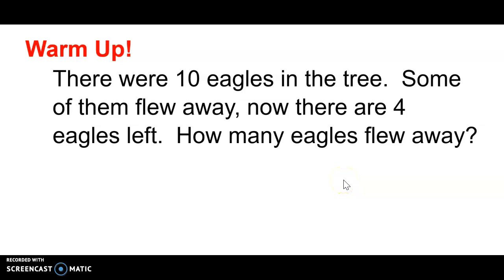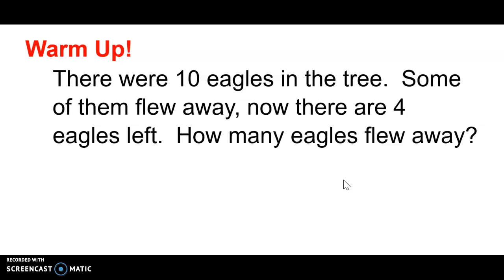Hi first graders, today we're doing lesson 6.2. We're continuing to compare data. So before we do that, we're going to do a warm-up problem. It says there were 10 eagles in the tree, some of them flew away, and now there are 4 eagles left. How many eagles flew away?